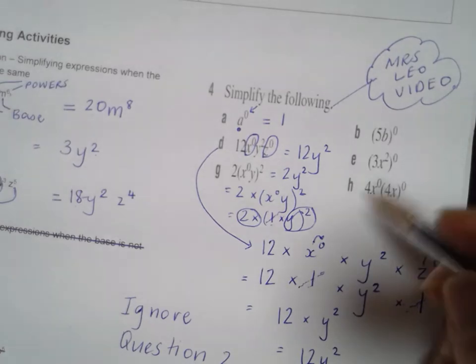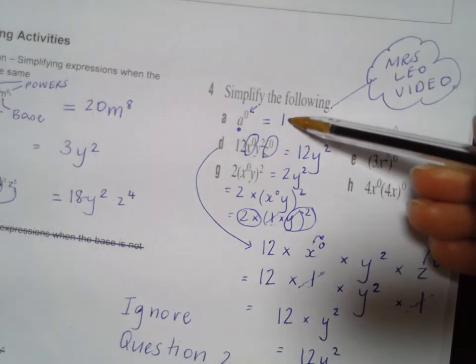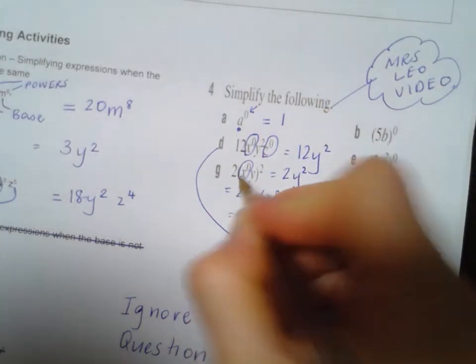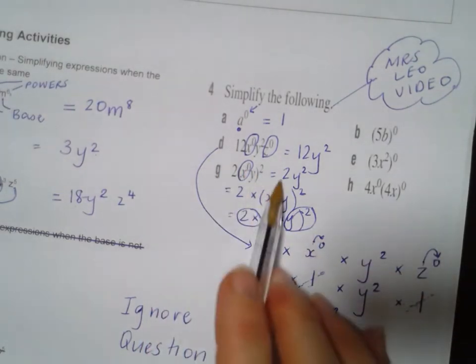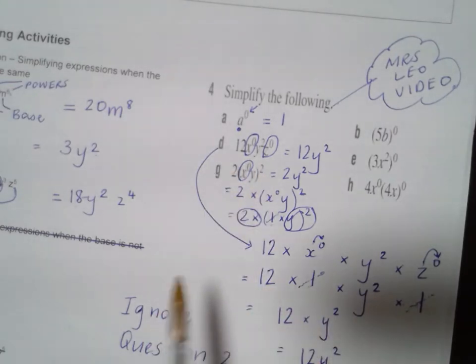Okay, so just because you see a power of 0 in a question, it doesn't mean the answer is going to be 1. It means that part has a value of 1, and as you can see the questions might have other factors or bits and pieces happening around it.